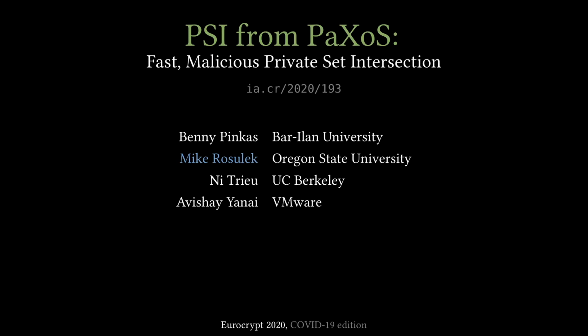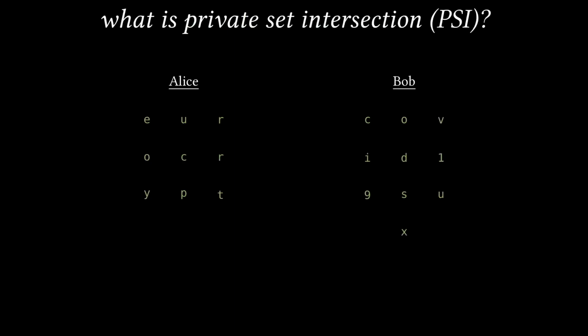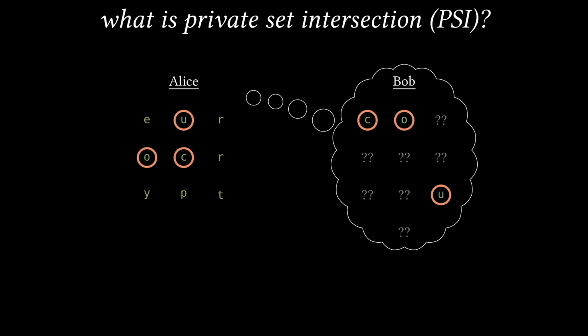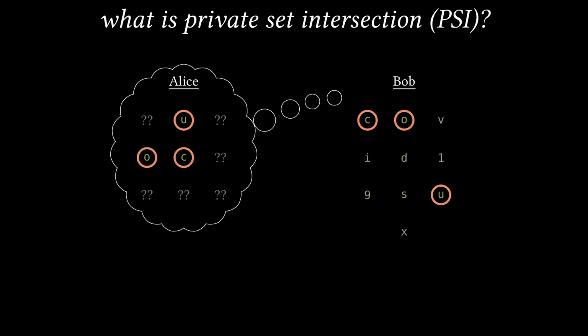Let's get started. If Alice and Bob each have a set of items, they can use a private set intersection protocol to identify which items they have in common. They learn which items are in the intersection, but they don't learn anything about the other items. So Alice won't learn about any of Bob's items that are outside of the intersection, and Bob won't learn about any of Alice's items that are outside of the intersection.